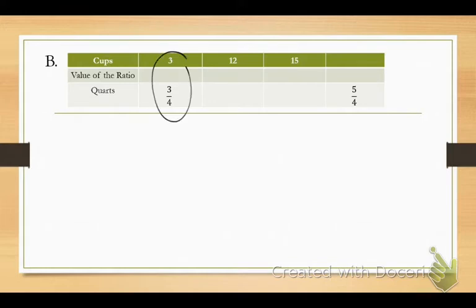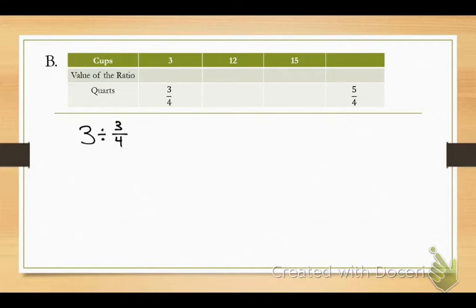Okay, my rule says to find the value of the ratio. And again, for it to be a ratio table, it has to be the same value all the way across. I must divide the first number by the second number. So here we go. 3 divided by 3/4. 3 divided by 3/4. Do you think we could do that? Do the KFC? Go ahead and do that. Find the value of this ratio. Again, once you find one, you can fill in the rest.